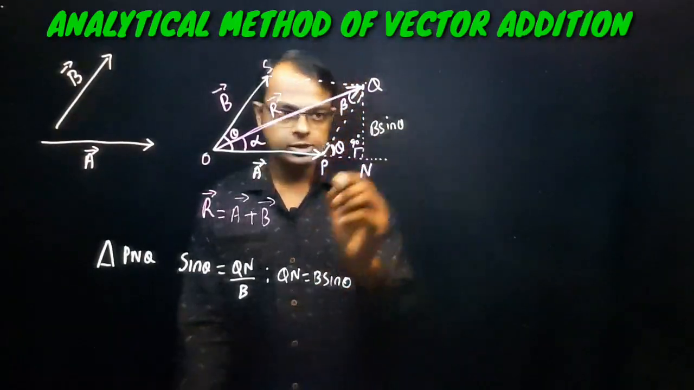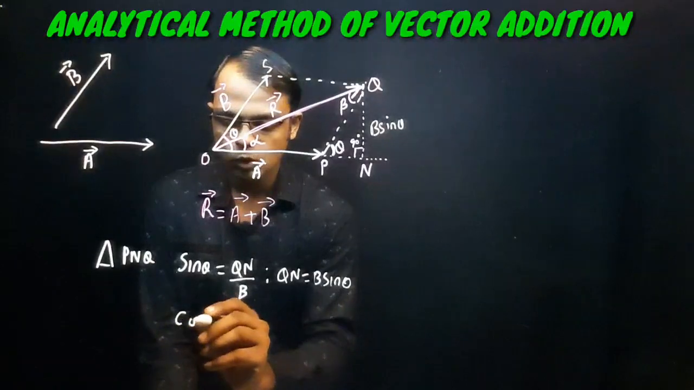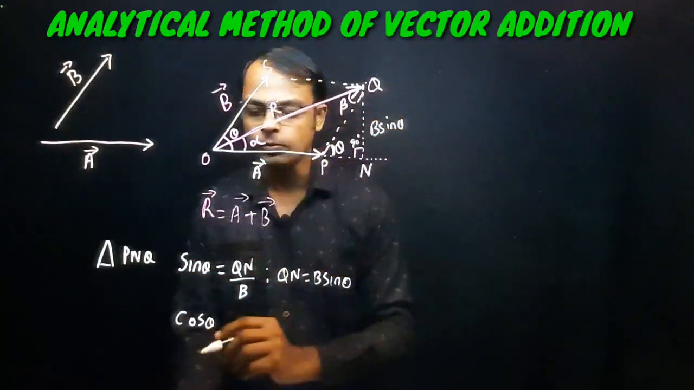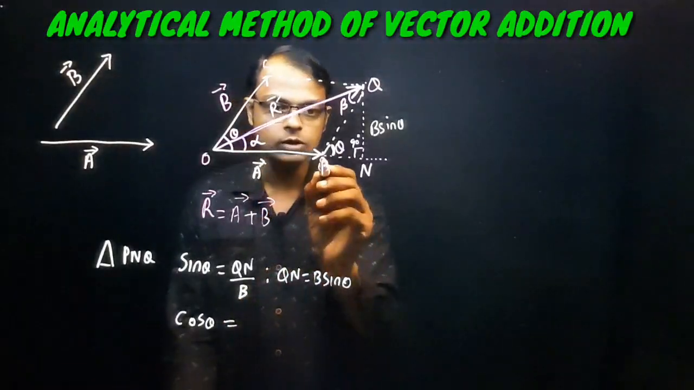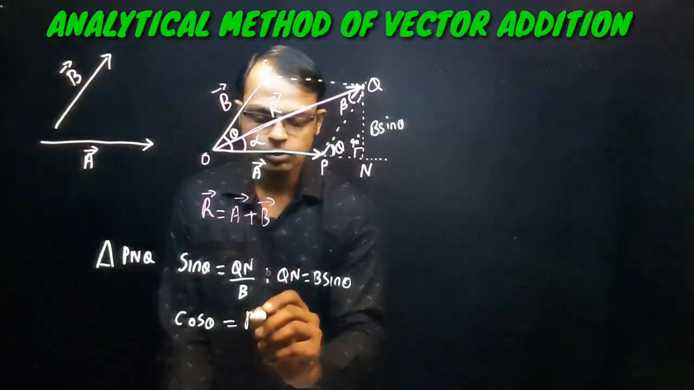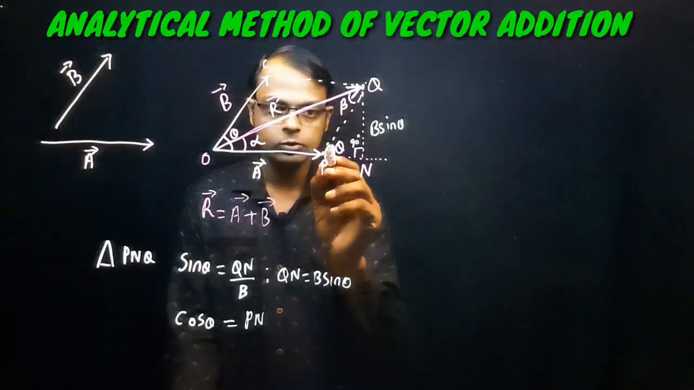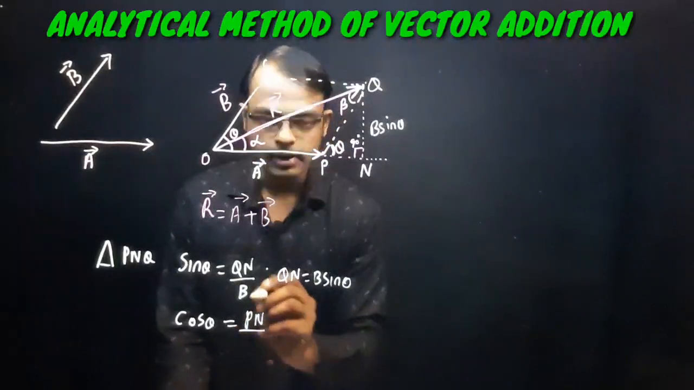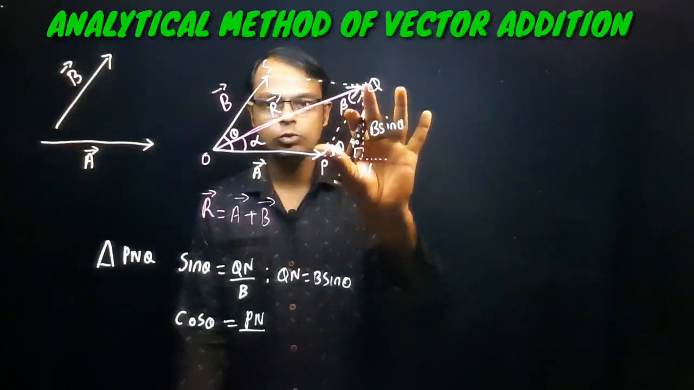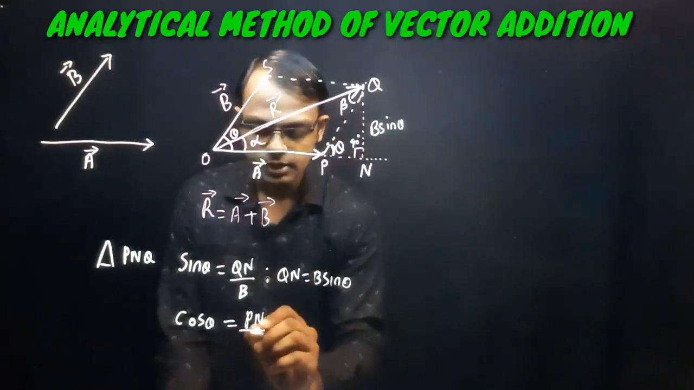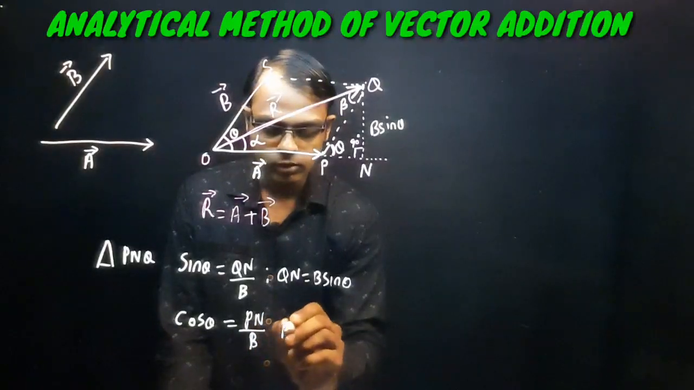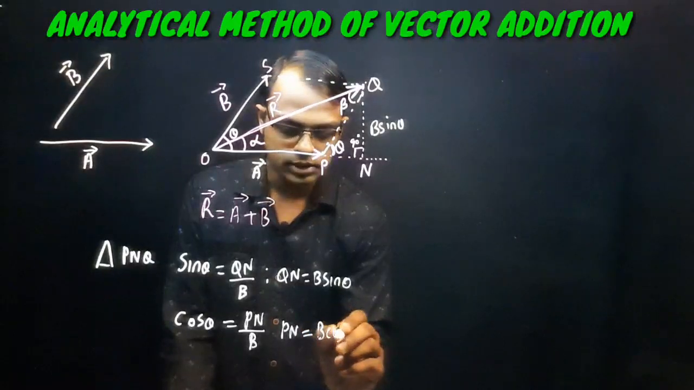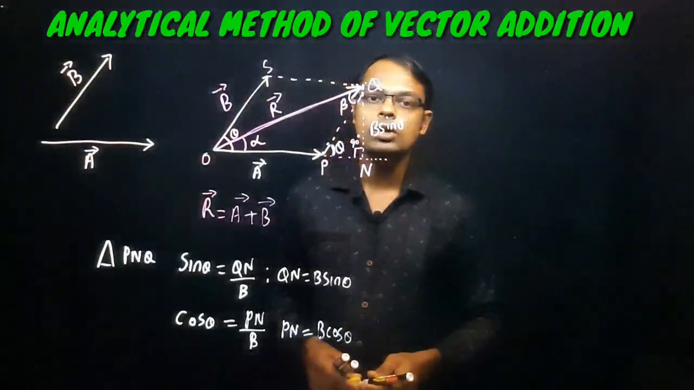Next, find cos theta from the same triangle, PNQ. Cos theta is equal to the adjacent side, that is PN, divided by the hypotenuse. The hypotenuse is PQ, the same as OS, which is equal to B. So once again we get B, and therefore we get another equation: PN is equal to B cos theta.